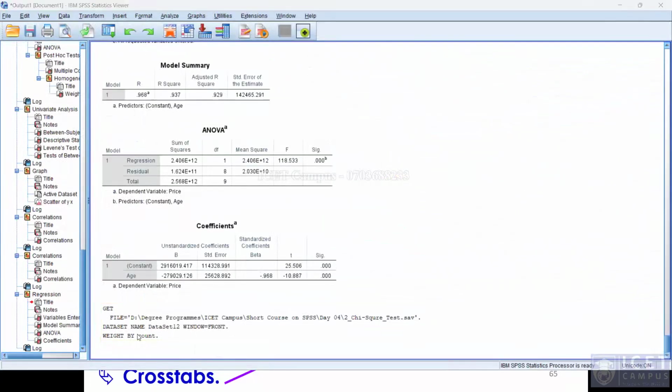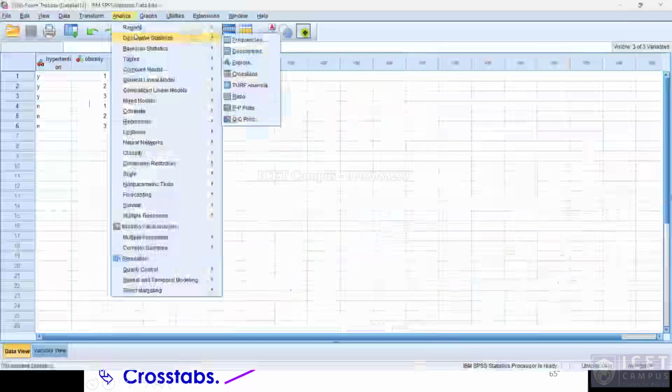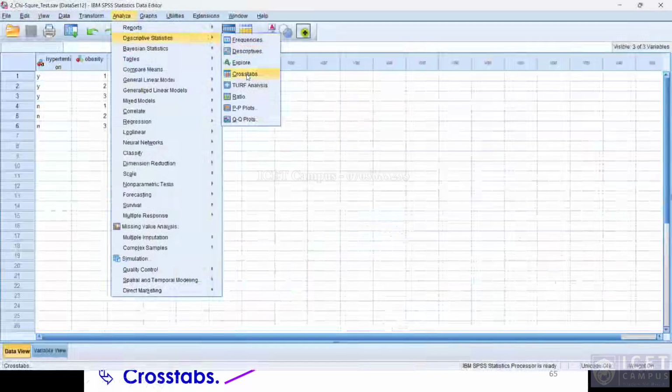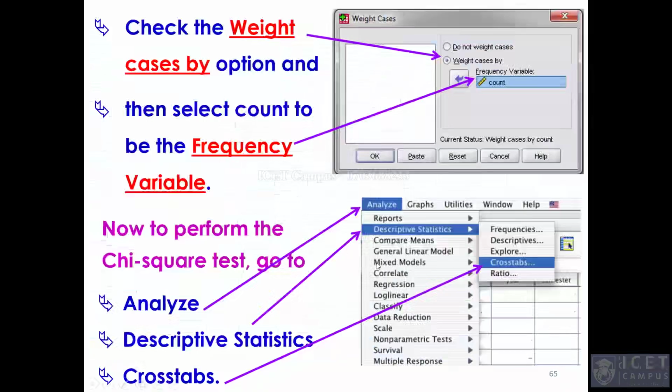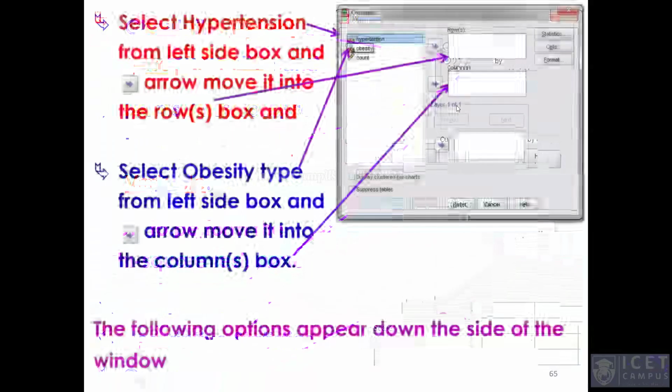Weight by count. Then we can go to Descriptive Statistics, Crosstabs. That is the place where we can do this chi-square test. Here you can see Crosstabs. Then we can take this and we can see this dialog box.